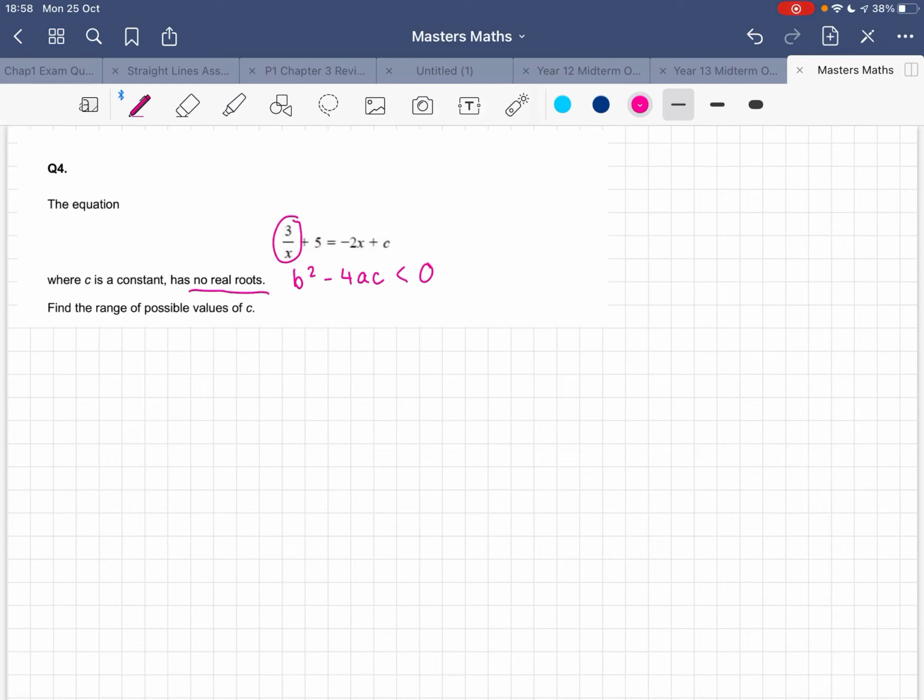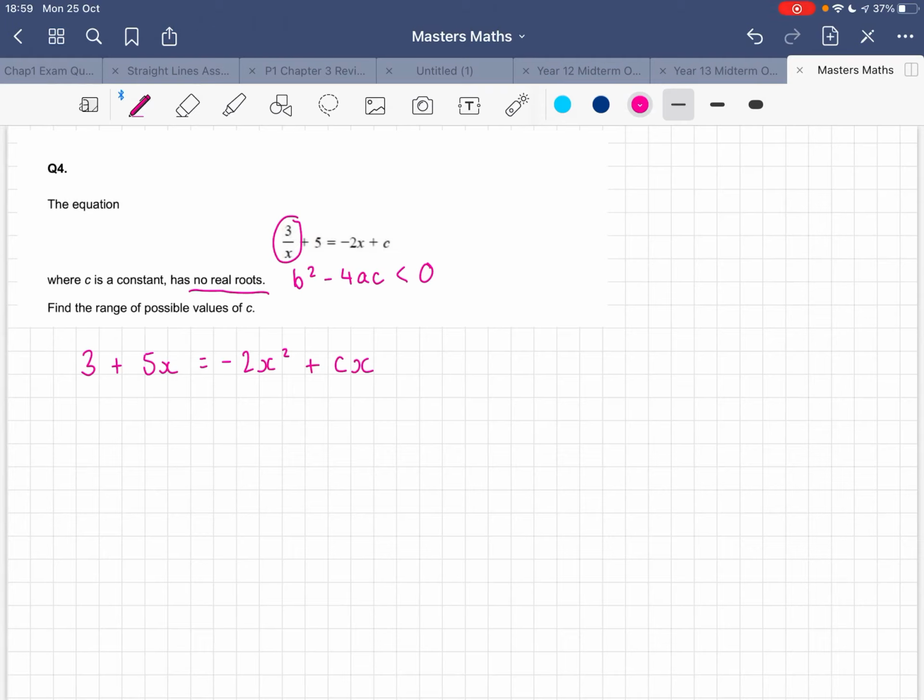So we're multiplying everything in that equation by x. 3 over x multiplied by x leaves us with just 3, because an x on the top and the bottom of the fraction cancel each other out. 5 multiplied by x is 5x, and that is equal to negative 2x multiplied by x, which is negative 2x squared, and then c multiplied by x is cx.